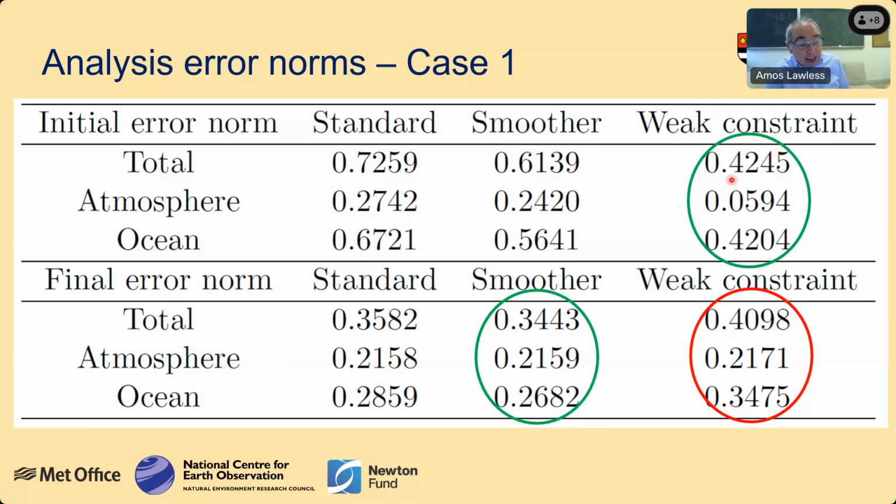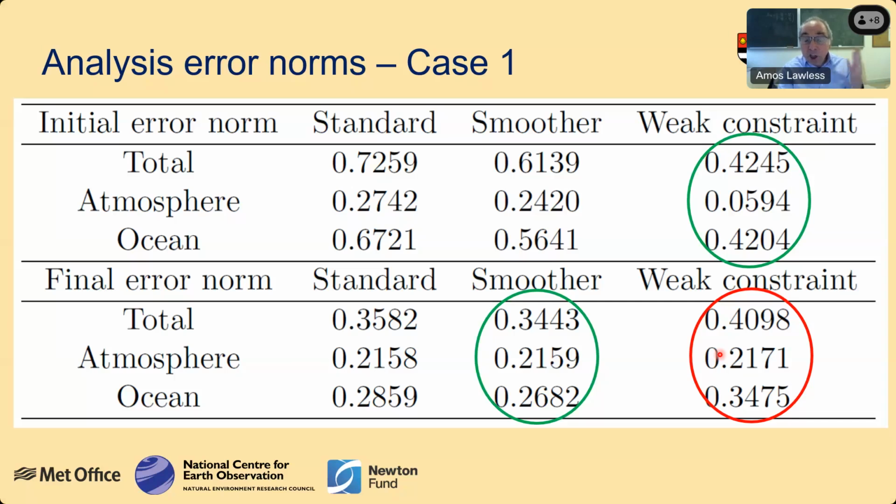When we look to the final error norm, the smoother is still showing an improvement with respect to the standard, but the weak constraint is showing a slight degradation. And this is what we would slightly expect in the weak constraint, because we're really fitting the initial state and the model errors throughout in order to try and fit the observations. So we see just a slight degradation at the final time.